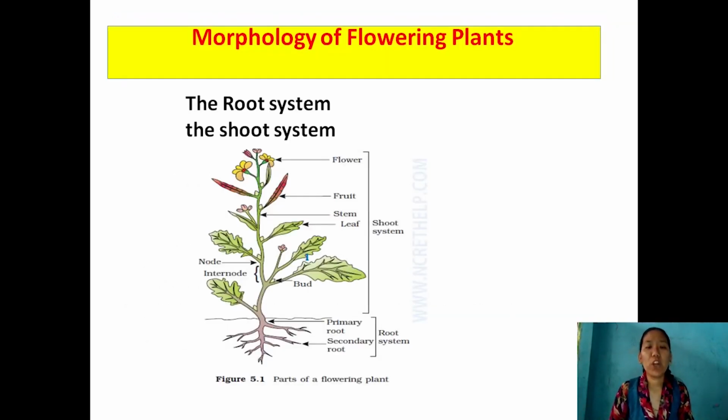When we talk about the morphology of flowering plants, at the outset we can see that the plant has a root system and a shoot system. The root system is the part of the plant usually underground. And the shoot system is aerial, that is above the ground.